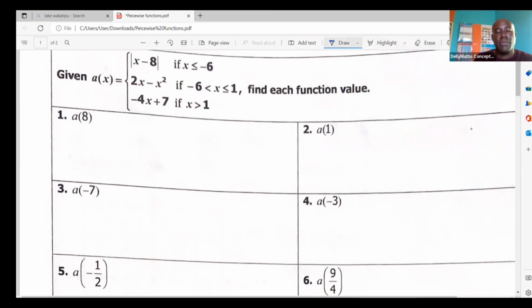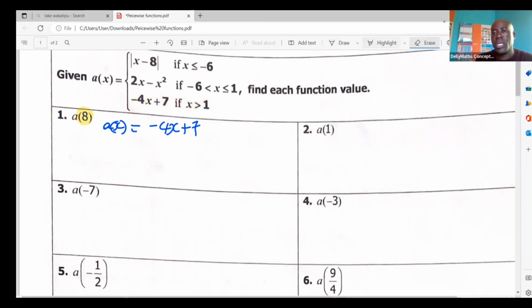For example, the question says evaluate. So we're going to find the value of a of 8. I have to think about this number 8 right now. 8 would fall in which one of these categories? As you can see, 8 falls in the greater than 1 category, which means I have to focus on this function, a of x is equal to -4x plus 7, because 8 is a number greater than 1. So we focus on this as we try to find the value of a of 8.